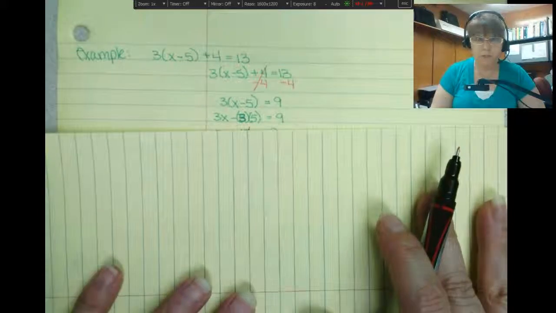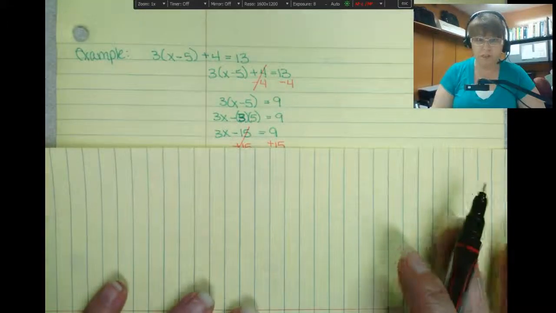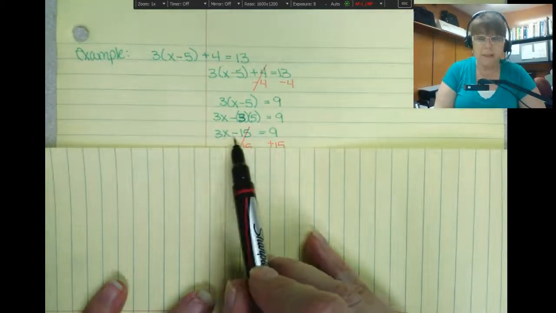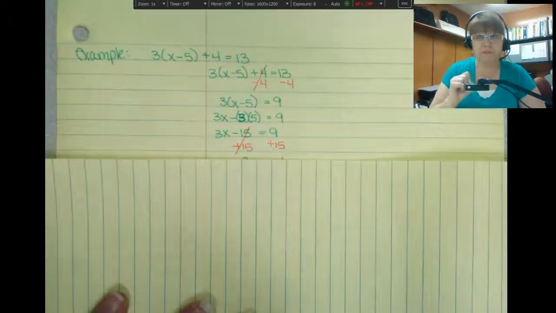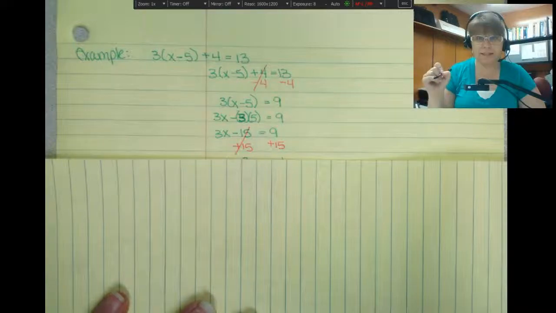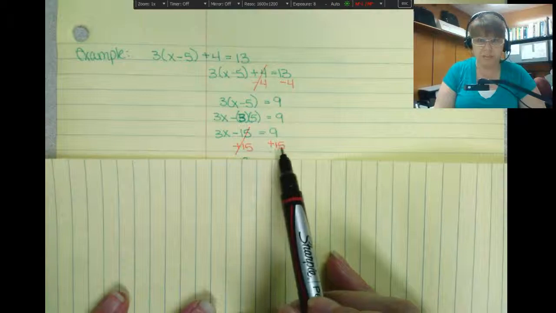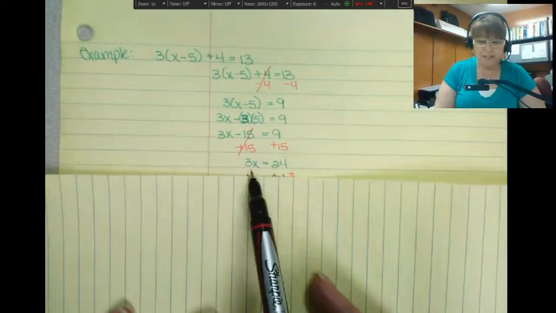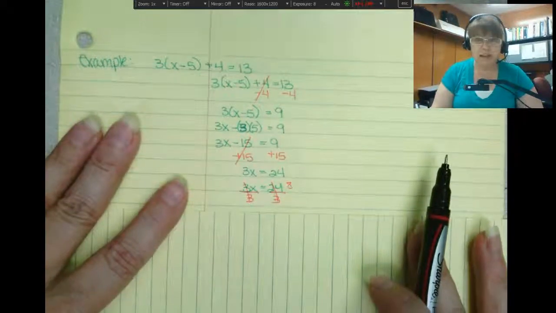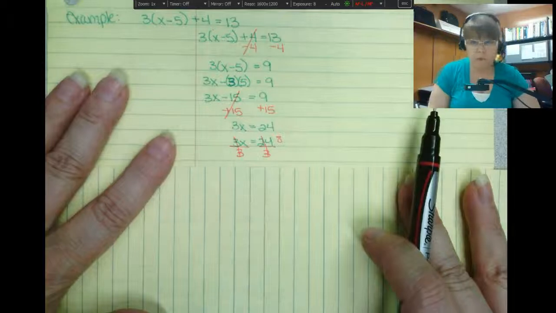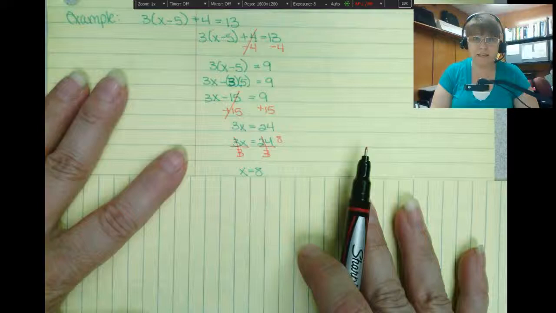Distribute the 3: 3x minus 3 times 5 equals 9. Do the multiplication of the 3 times 5, so I'm left with 3x minus 15 equals 9. Move the 15 over to the right-hand side by using our addition property of equality, adding 15 to both sides. That leaves us with 3x equals 24. Divide by 3 using our multiplication property of equality, leaving us with x equals 8.